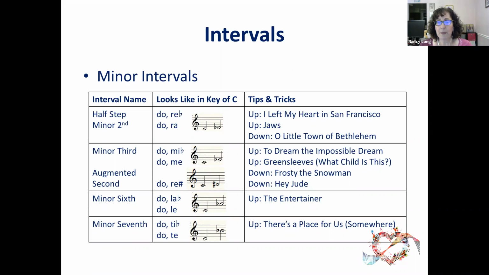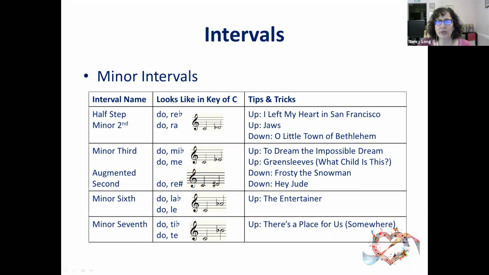A minor third is from C to the E flat, or from do to mi flat. Also, we say may when we're referring to the minor third. So To Dream the Impossible Dream is your up example. To dream the impossible dream. Or What Child Is This? What child is, bum bum bum.